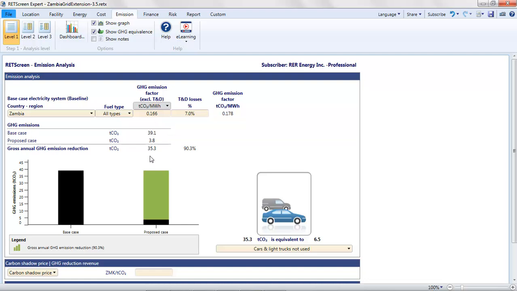But if you accept that assumption, you end up with an annual GHG emission reduction of around 35 tons of CO2 equivalent per year. You could, of course, increase this a bit by making the photovoltaic system slightly larger, which would mean even less fuel being consumed in the proposed case, and it's this fuel that is responsible mainly for this 3.8 tons of CO2 being emitted in the proposed case.